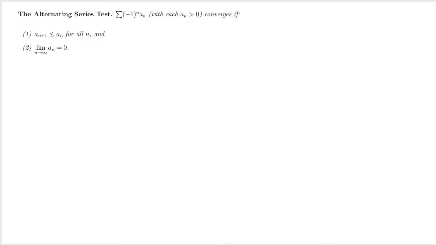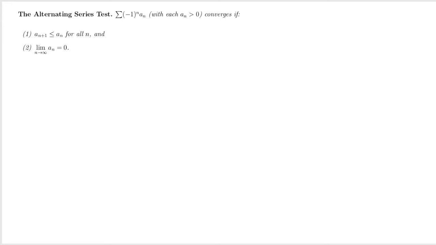If each term a sub n plus 1 is less than or equal to the term before it, meaning the terms are decreasing. And the second thing you need is that the limit as n goes to infinity of the terms is equal to 0. And so that's it. If the terms are decreasing and going to 0, then the alternating series converges. Before we move on, we should probably note that you can't use the alternating series test to say that an alternating series diverges. It doesn't say that if this doesn't happen, then an alternating series diverges.